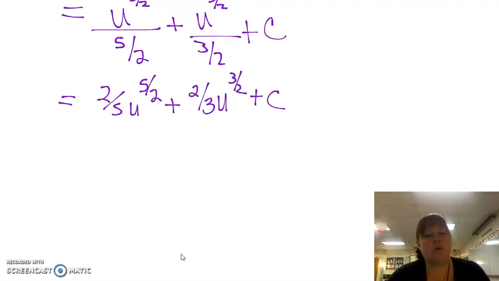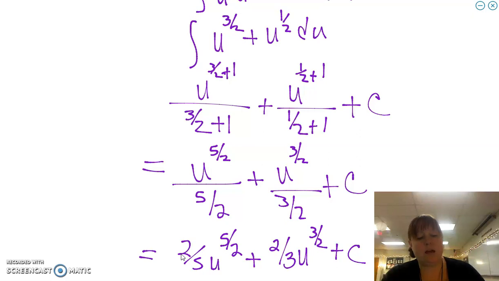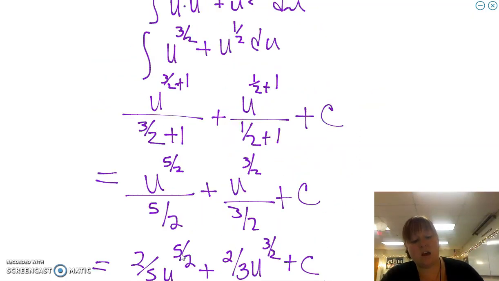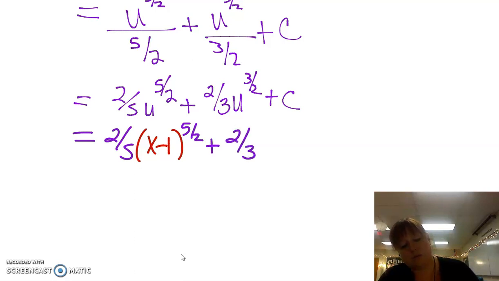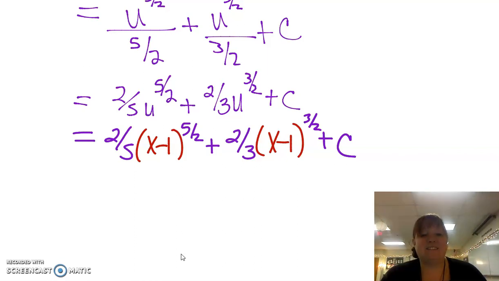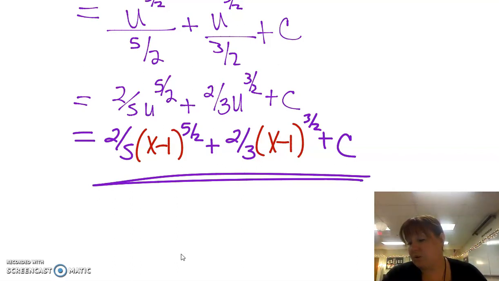Okay, so this is our integral, but I never asked you to give me the integral of u. I asked you to give me the integral of x, right? I don't care about u. u isn't my variable. So what do I do now? Well, I know that u equals, way up here, x minus 1. So everywhere that I have a u, I'm just going to put in x minus 1. And that is the whole thing. This is the integral of x times the square root of x minus 1.